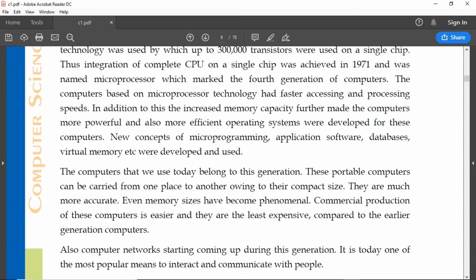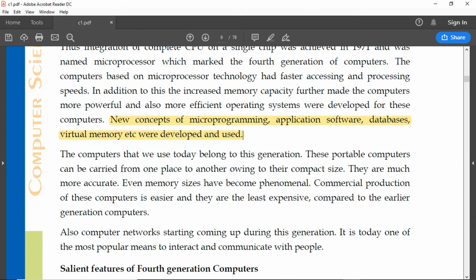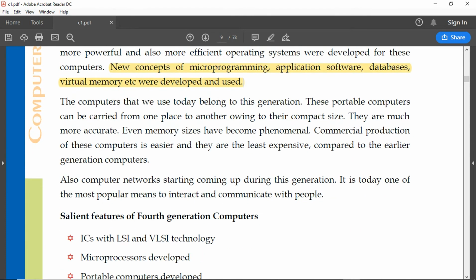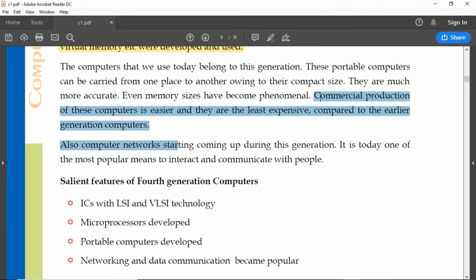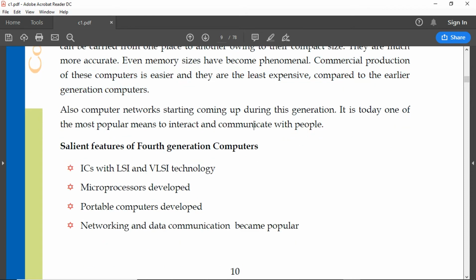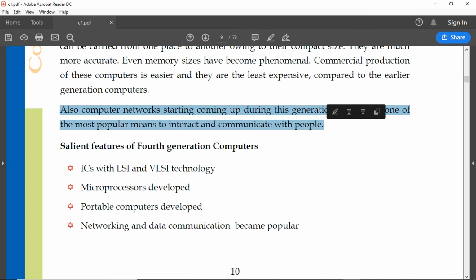New concepts of microprogramming, application software, databases, virtual memory, etc. were developed and used. The computers that we use today belong to this generation. These portable computers can be carried from one place to another owing to their compact size. They are much more accurate. Even memory sizes have become phenomenal. Commercial production of these computers is easier, and they are the least expensive, compared to the earlier generation computers. Also, computer networks started coming up during this generation. It is today one of the most popular means to interact and communicate with people.